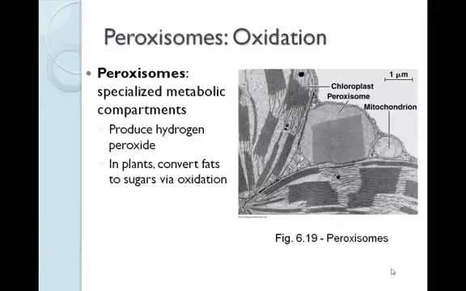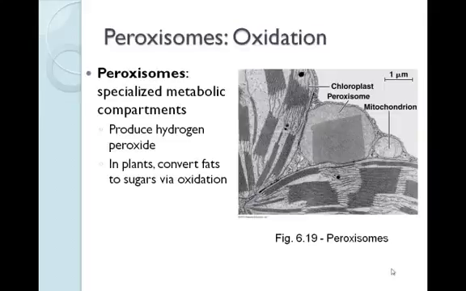Now let's discuss a third important metabolic organelle, the peroxisome. The peroxisome is an organelle that is specialized for oxidation. Some peroxisomes produce hydrogen peroxide. Others use oxygen to break down fats, which are then further metabolized in the mitochondrion.